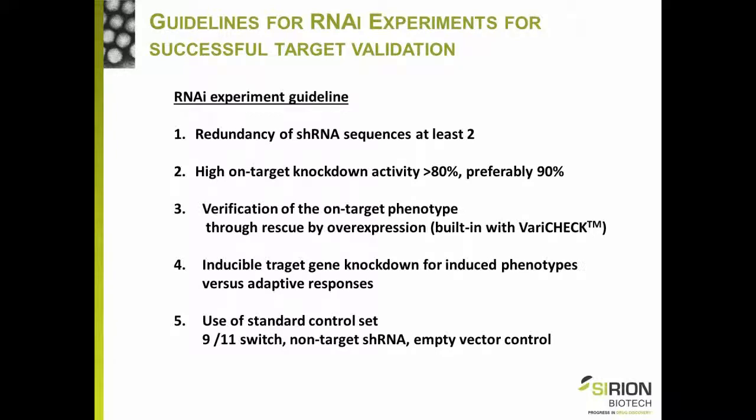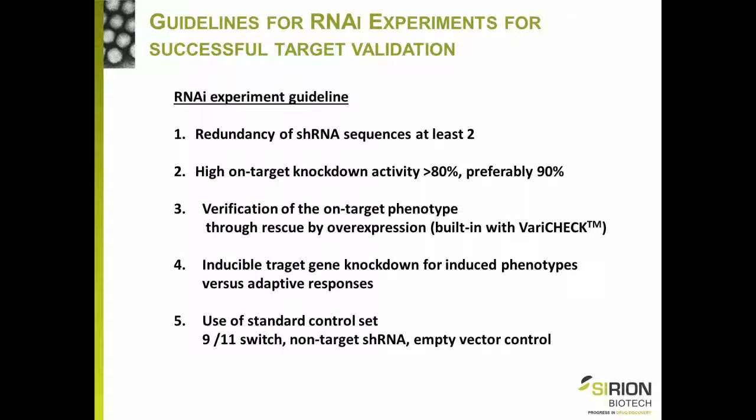We always provide some guidance to the customer. This means if you come with a target, we analyze the target and we check for the availability of good sequences. We tend to recommend using more than one sequence. We will provide knockdown activity of more than 90% on the target, and we can provide a verification of the phenotype by rescue and overexpression of the target gene respectively. And most of all, we can do it inducibly.